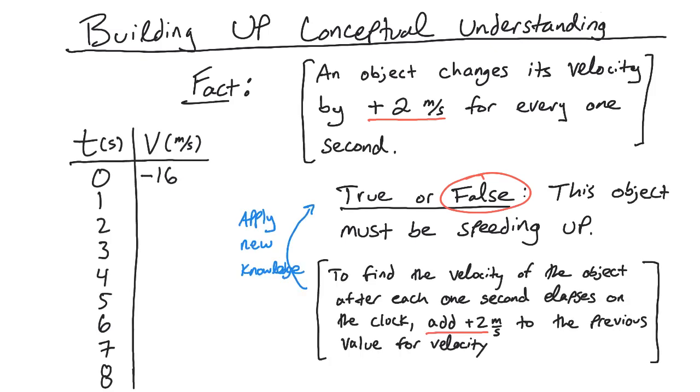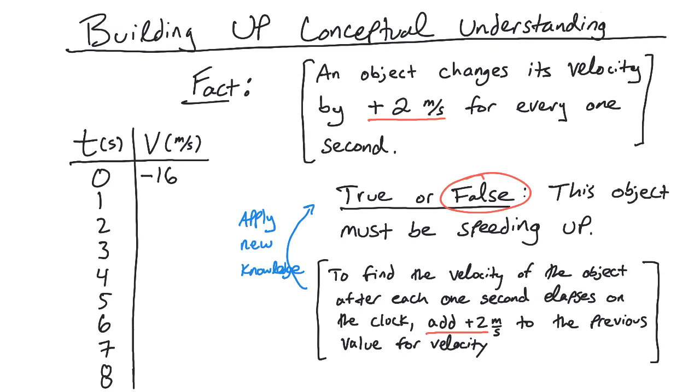Notice what I've done. I've taken that previous little knowledge that we talked about in the last segment, I've written it down here. And really this question, I'm asking you to apply this new knowledge to a slightly different scenario to get to that answer of false. So that knowledge was to find the velocity of an object after each 1 second elapses on the clock, add plus 2 meters per second to the previous value for velocity. So let's just do that. Okay, that was the pattern that upheld last time.